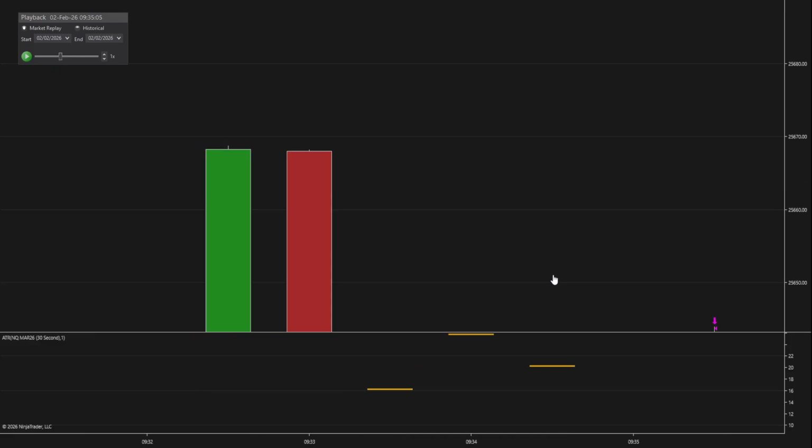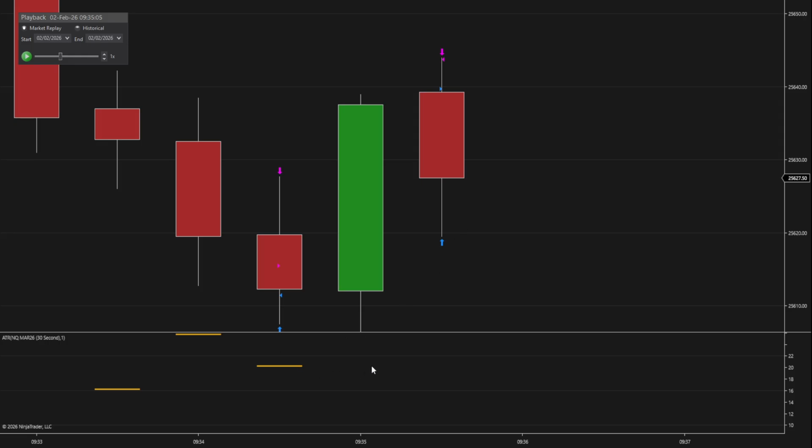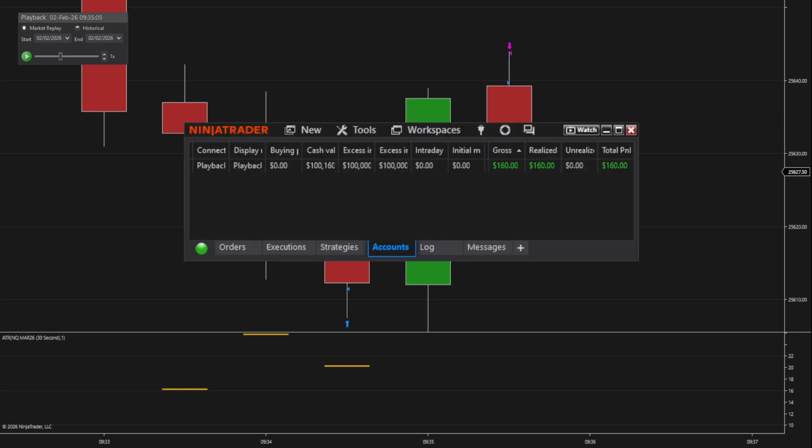I took it. It was not as sure. But the context was favorable considering volume, and this candle was strong. So the execution is also clear. And it started as it should. That is plus $160 for the day.